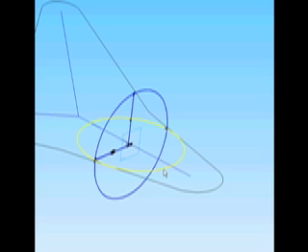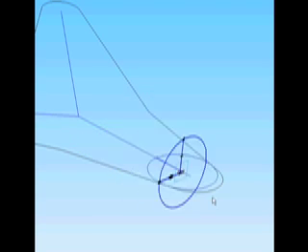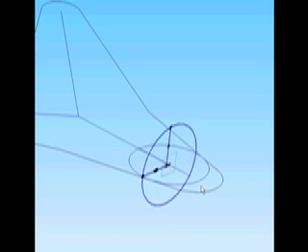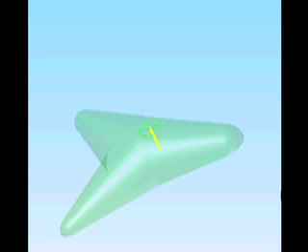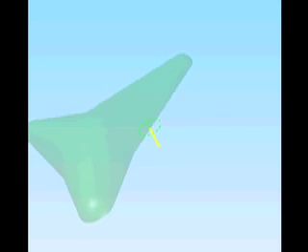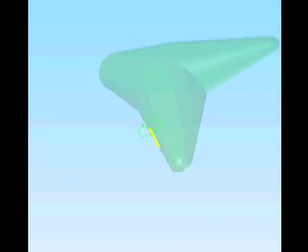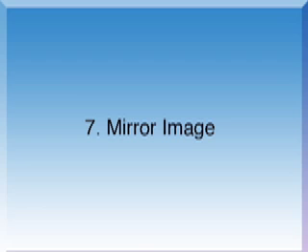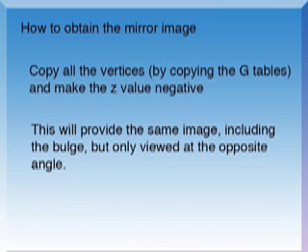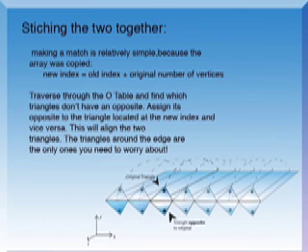Watch as we move the Delaunay circle in yellow. As the blue circle moves with it, we start to see the outline of the 3D shape. After you calculate the heights of all the points, you will see the shape here. Notice that it is only half of the shape that we really want. To get the shape we really want, we will have to compute the mirror image. To obtain the mirror image, copy all the vertices and make their z-value negative. This will provide the same image, including the bulge, but only viewed at the opposite angle. You will now have two meshes that form the bulge shape.